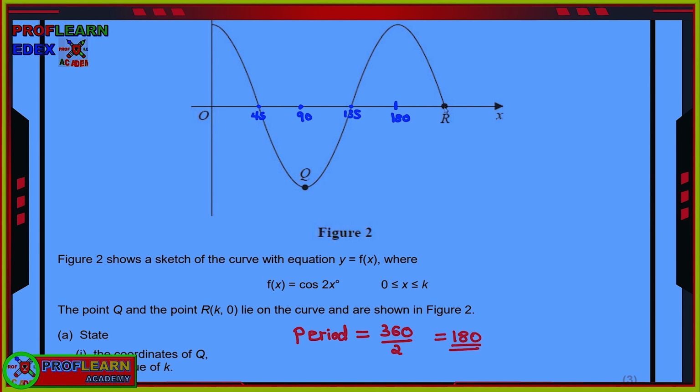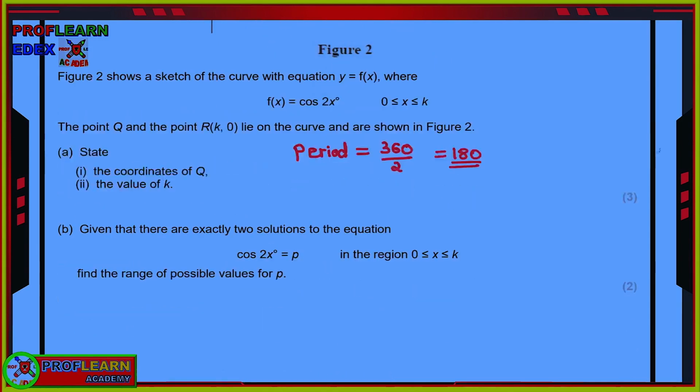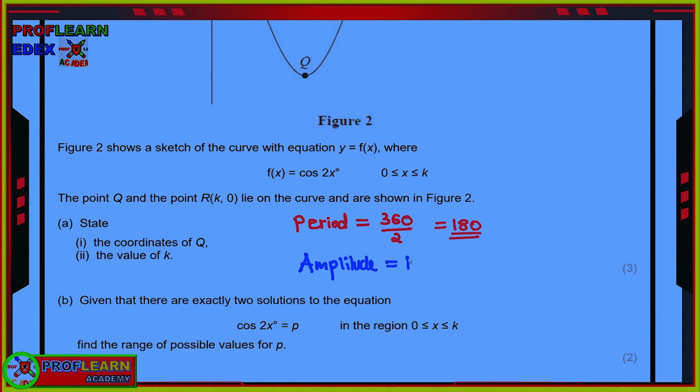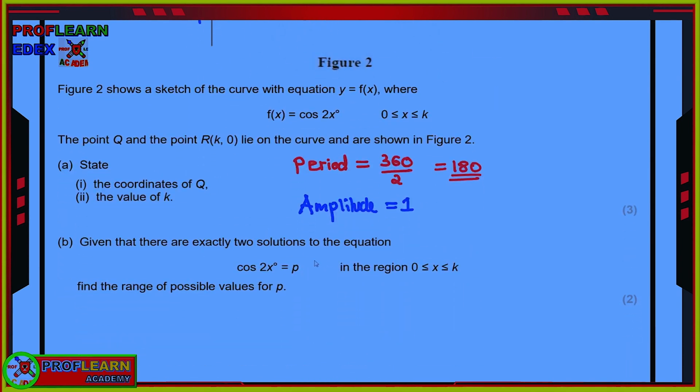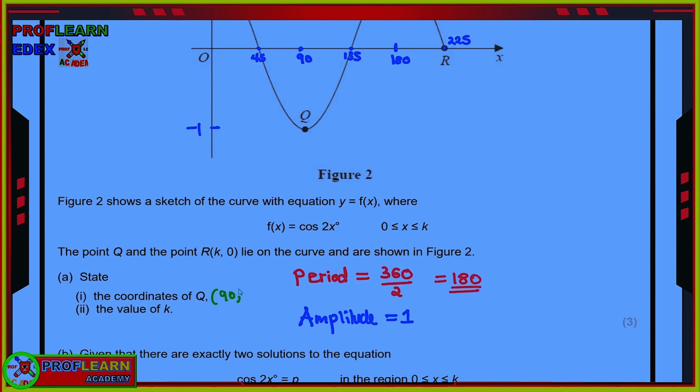A period is how many degrees it takes to make a complete cycle. From 180 we add 45, and we get 225. So the value of k is 225, and the amplitude for this wave is going to be 1. We have -1 here and +1 here. So the coordinate of Q is going to be (90, -1) because Q is below the x axis, and the value of k is 225 degrees.